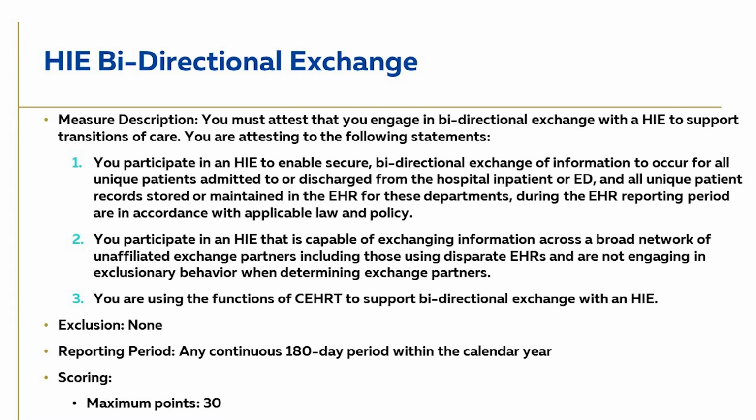The HIE Bidirectional Exchange. You could choose this measure, and it is the only one you have to report on for the HIE objective. If you belong to a local, regional, state, or other health information exchange, and you are actively sending and receiving data, you meet the requirements for this measure. This is a yes-no attestation measure and is worth up to 30 points. There are no exclusions available for this measure.